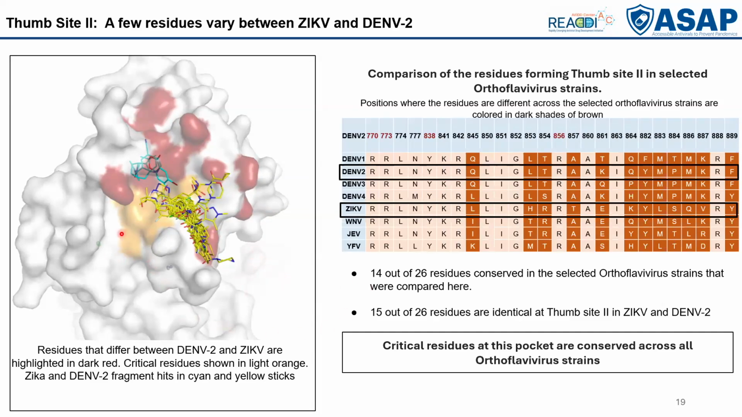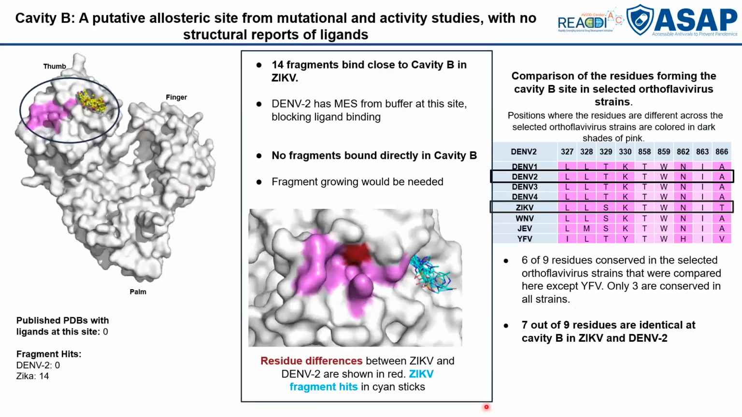Also, there are a few residues considered critical for the site for binding the promoter RNA. These are highlighted here in orange patch in the surface representation. And these residues are conserved across all the orthoflavivirus strains, and hence it is still possible to develop a Pan-Flavi inhibitor through this site. The last site is a cavity B site.